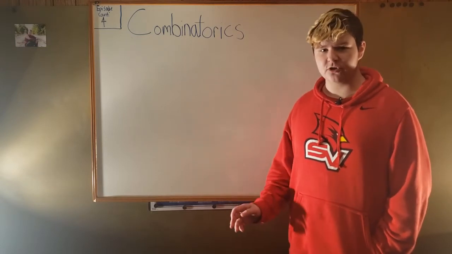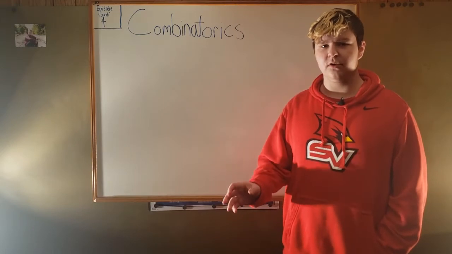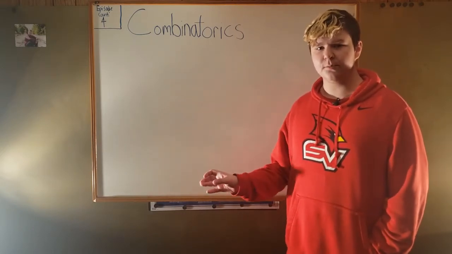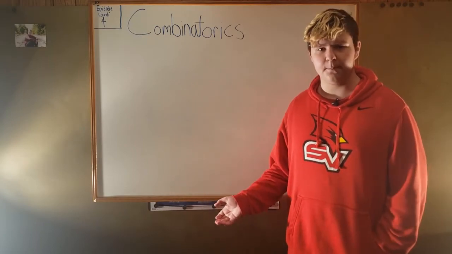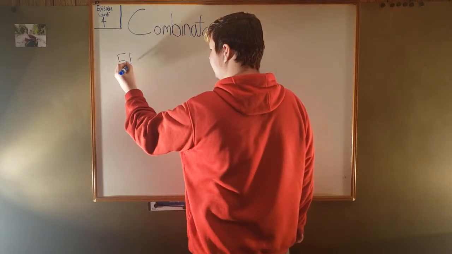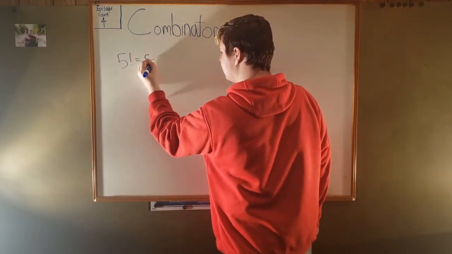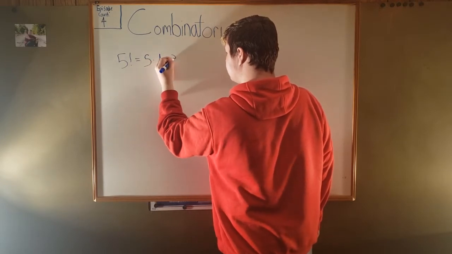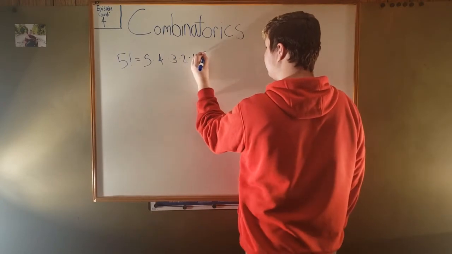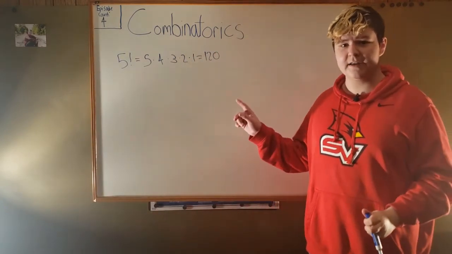For example, a factorial. A factorial is basically, if you have a number factorial, then you're multiplying that number times that number minus 1, times that number minus 2, all the way down to 1. For example, if we have 5 factorial, symbolized by 5 followed by an exclamation point, this is really equal to 5 times 4 times 3 times 2 times 1, which turns out to be 120. Suffice to say, these numbers get really big really fast.